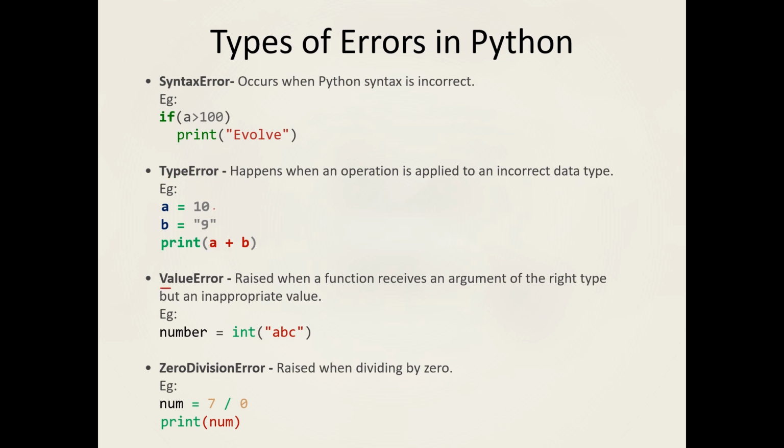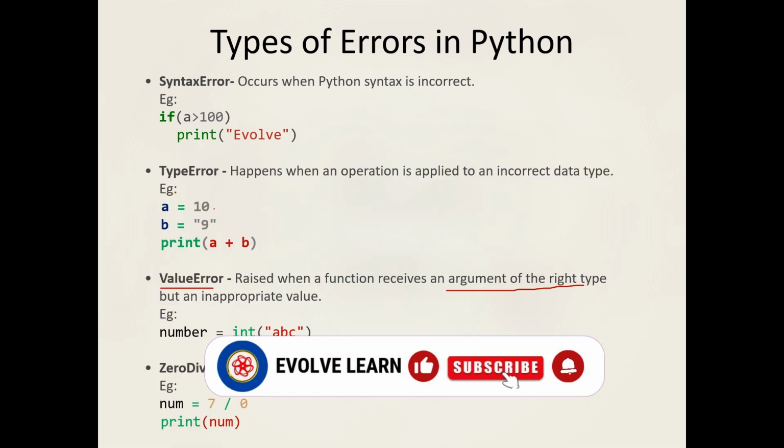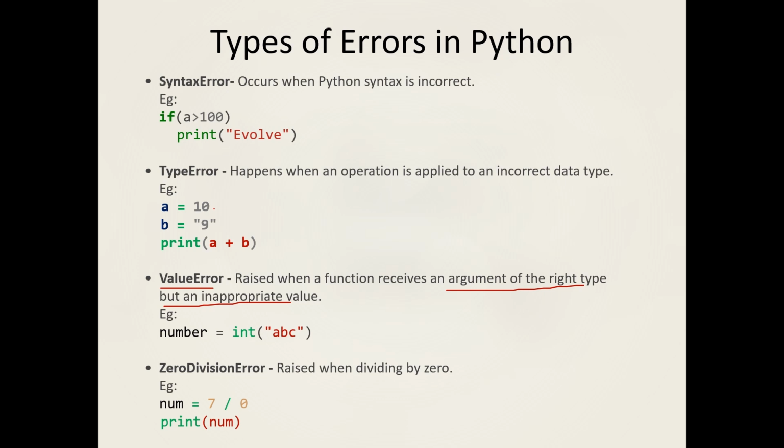A value error occurs when a function receives an argument of the right type but an inappropriate value. From this definition, you may be a little confused, but if you carefully understand the example which I am going to tell now, you can easily learn this topic. In the example, the int function is called with the argument abc. This int function is a built-in Python function that converts a given value to an integer. Here, the argument which we provided is of string type.